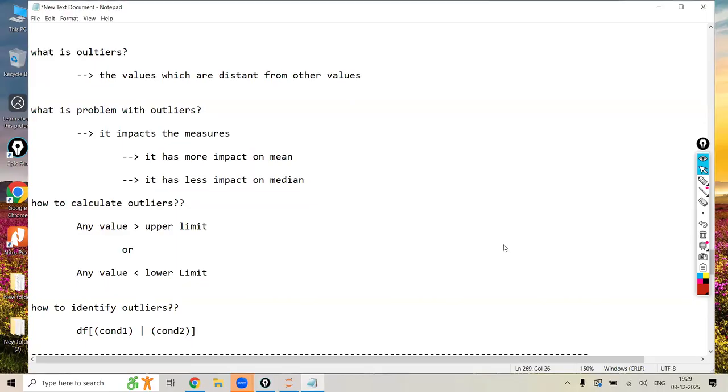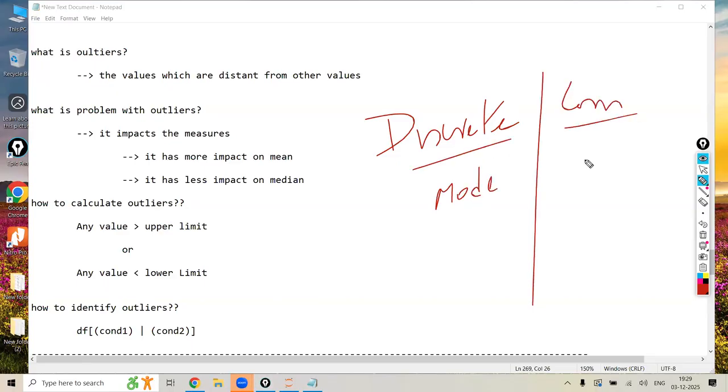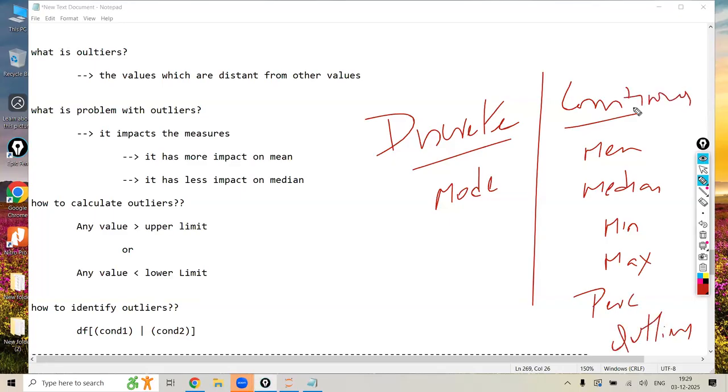Mode will be applied only on the discrete variables. For discrete variables, only mode, one and only measure. For continuous only, mean, median, minimum, maximum, percentiles, outliers. All these concepts are applied only on the continuous variables. For discrete, one and only mode. Other than mode, nothing.